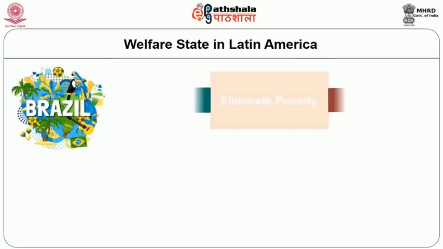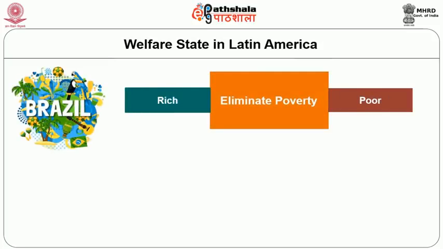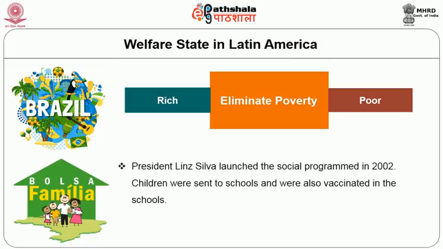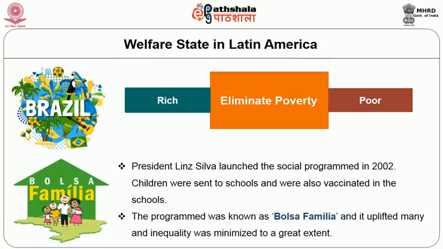The elite in Brazil welcomed the welfare state steps to eliminate poverty, for it was embarrassed by the big gap between the rich and the poor. President Lula da Silva launched the social program in 2002. Children were sent to schools and were also vaccinated in the schools. The program was known as Bolsa Familia, and it uplifted many, and inequality was minimized to a great extent.